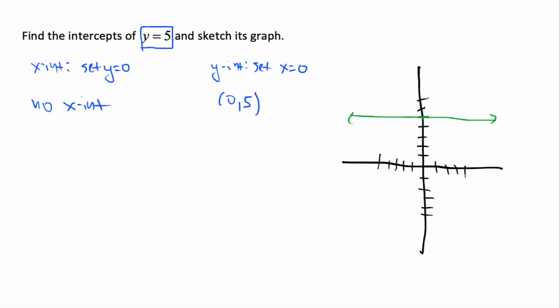So for horizontal lines in this case, and also for vertical lines, which is another special case, you've got to be very careful with those when they're asking you about intercepts.